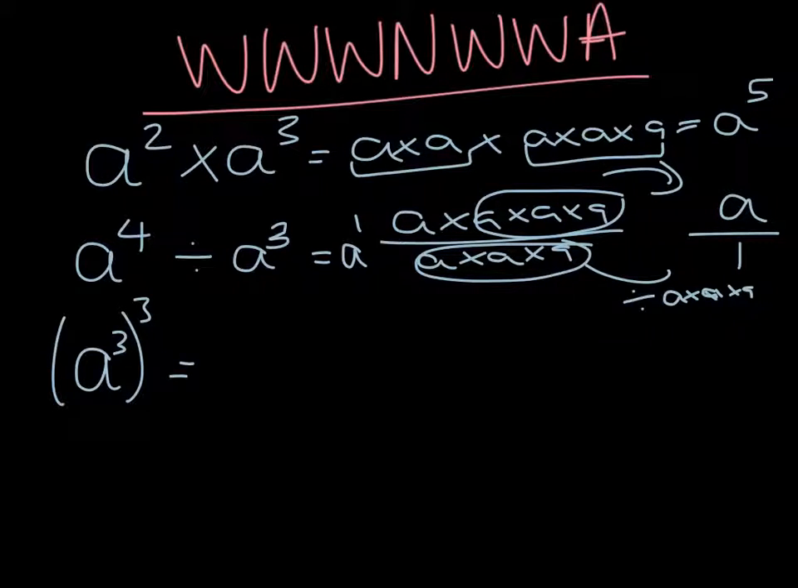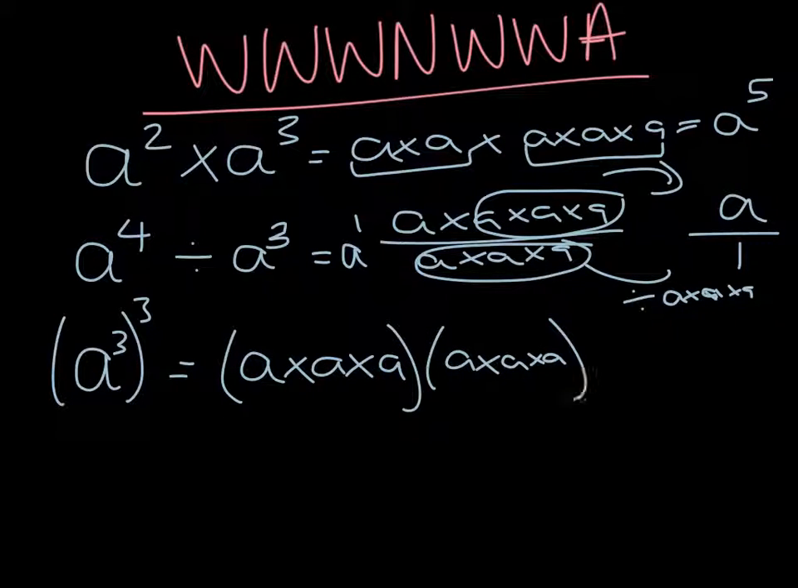And then finally, if we look at a to the power of 3, in brackets, cubed, that would be inside the bracket a times a times a, that's a cubed, and that would then have to be cubed. So then have a times a times a again, and one last time. And altogether there's 3 in the first, 3 in the second and 3 in the last, giving us a to the power of 9. There you go, what works with numbers also works with algebra.